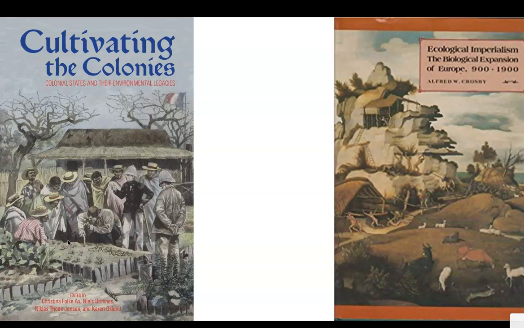Other big studies that have been done are comparative, but within a larger context. A famous one is Ecological Imperialism: The Biological Expansion of Europe, 900 to 1900. This really does a good job of showing how so many different species of animals and plants were spread around the world.